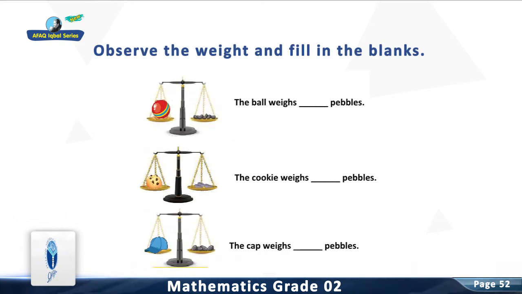Now we move to the next resource pack concept, observe the weight and fill in the blanks. First question. The ball weighs dash pebbles. Good. The ball weighs 7 pebbles. Next, the cookie weighs dash pebbles. Good. The cookie weighs 3 pebbles. Next, the cape weighs dash pebbles. Good. The cape weighs 4 pebbles.